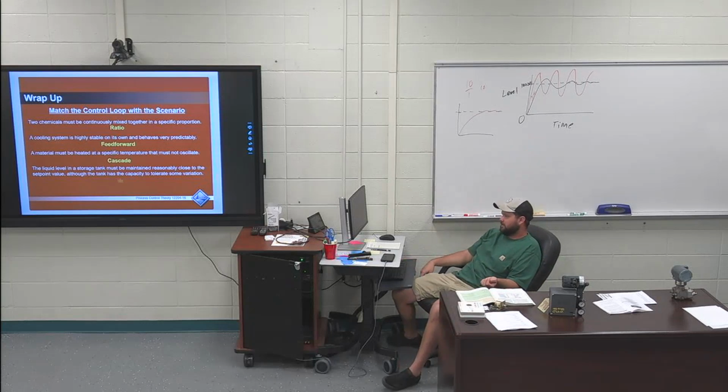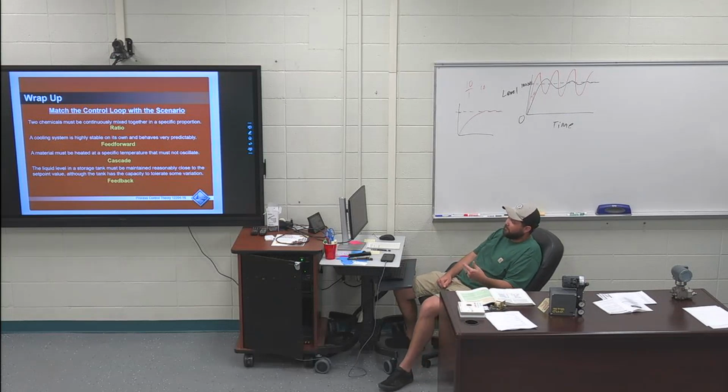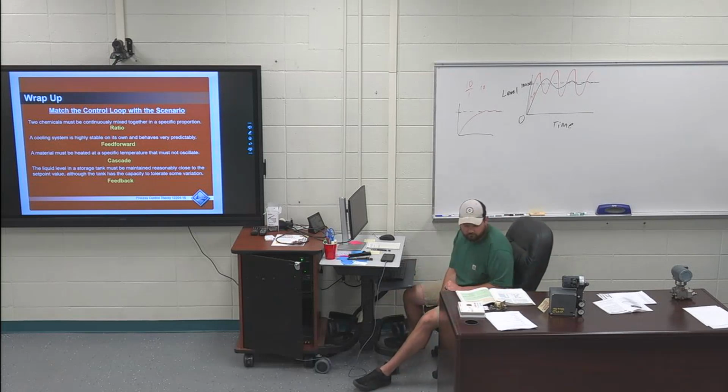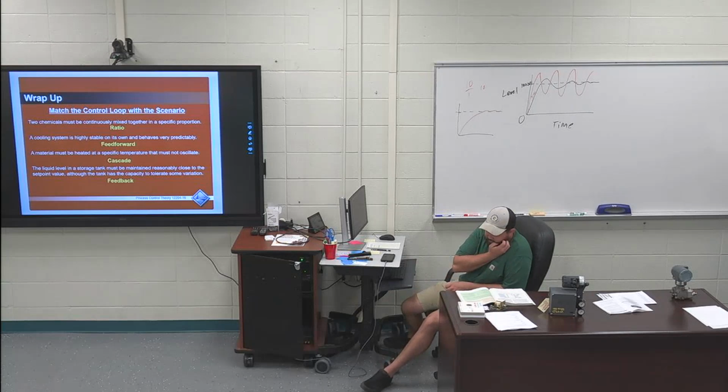So liquid in storage level must be maintained reasonably close to the set point value, although the tank has the capacity to tolerate some variation. Most common of all those is going to be your feedback loop. All right, that's the end of section 2.